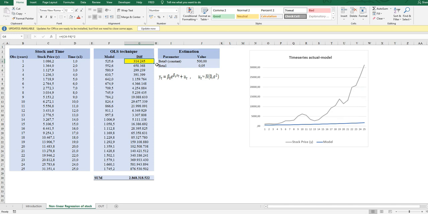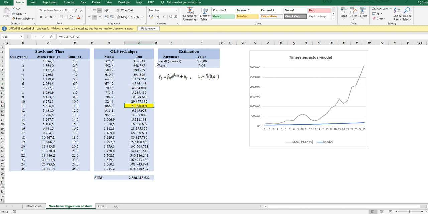And here is the OLS technique. For each observation, we take the difference between the stock price and the model stock price, and we remember to square it to avoid any netting out of negative and positive numbers, which would essentially leave us with a lower error term, or a better model, if you like.